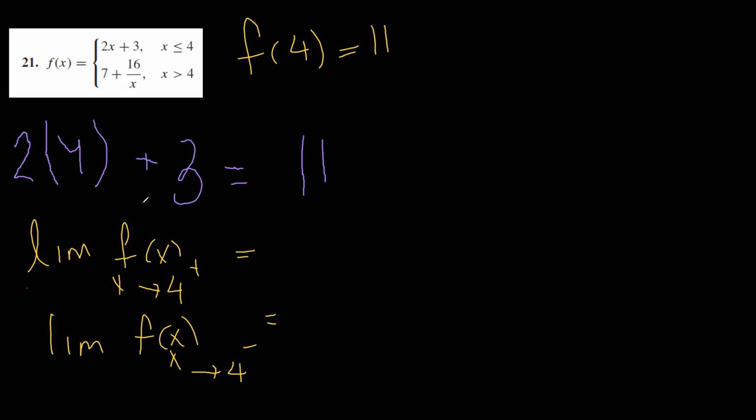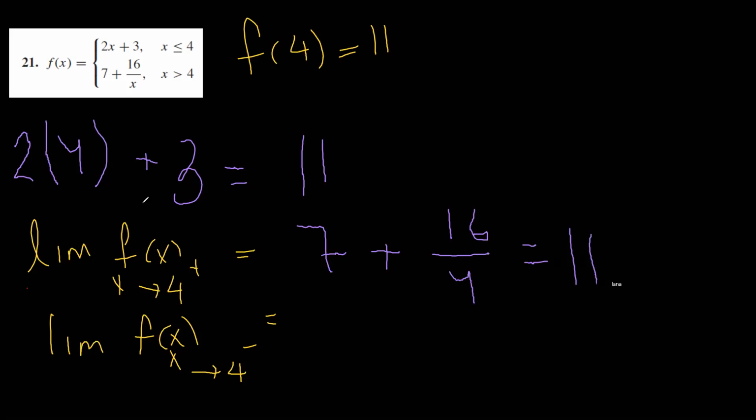4 from the right. We are going to use the second one. So 7 plus 16 over 4. 16 over 4 is 4. 4 plus 7 equals 11.